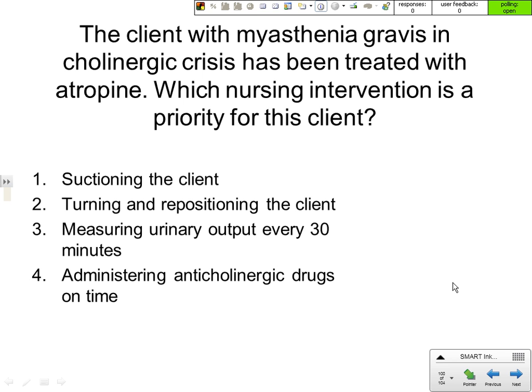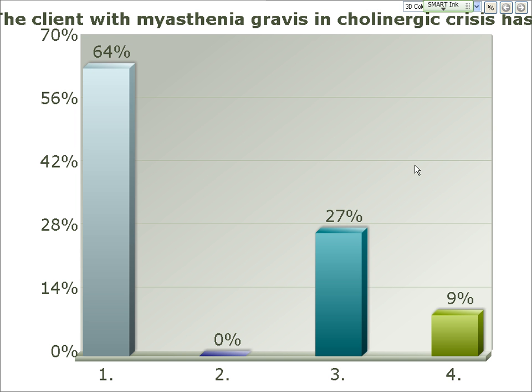Okay, the client with myasthenia gravis in cholinergic crisis has been treated with atropine. Which nursing intervention is a priority? Suctioning, turning and repositioning, measuring urinary output every 30 minutes, administering anticholinergic drugs on time. Oh no. 64% said suctioning, 27% urinary output, 9% said administering cholinergic drugs on time.